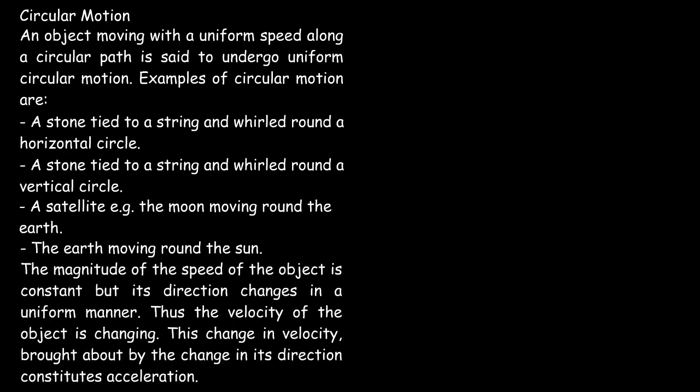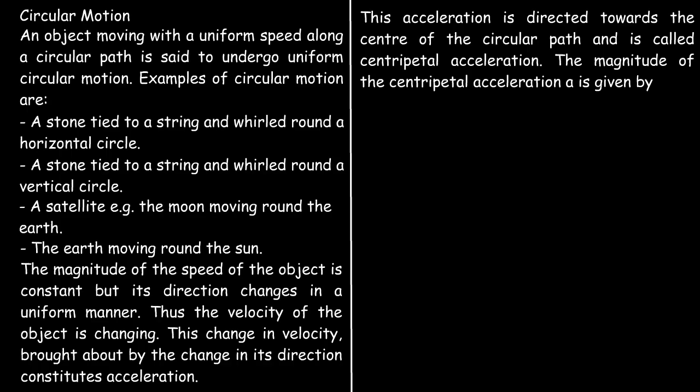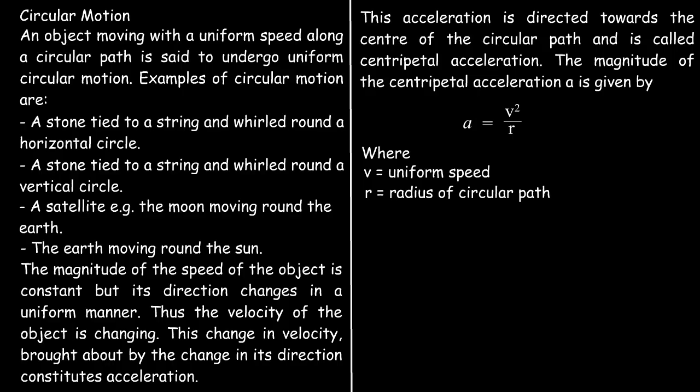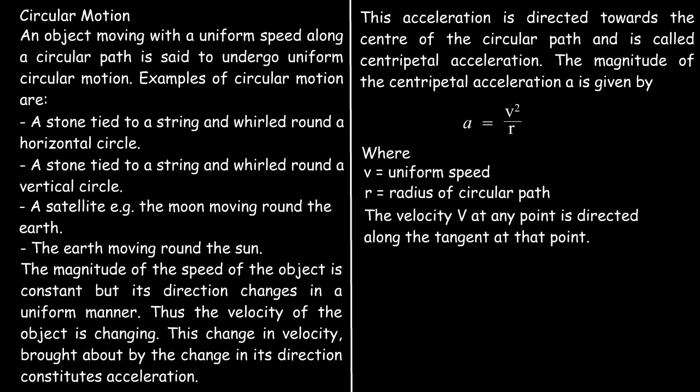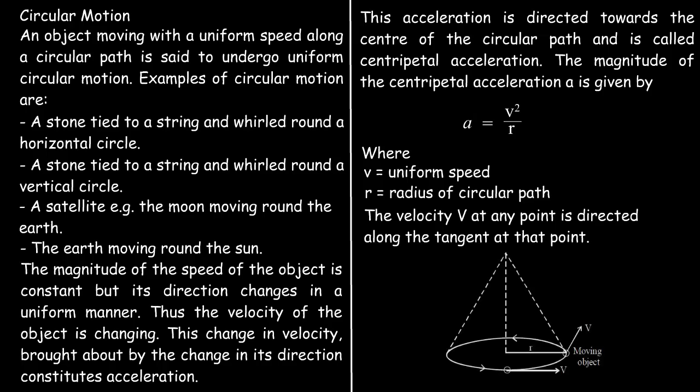Now, the magnitude of the speed of the object is constant, but its direction changes in a uniform manner. Thus, the velocity of the object is changing. This change in velocity brought about by the change in its direction constitutes acceleration. This acceleration is directed towards the center of the circular path and is called centripetal acceleration. The magnitude of the centripetal acceleration a is given by a equals v squared over r, where v is the uniform speed and r is the radius of the circular path. The velocity v at any point is directed along a tangent at that point, and we have a pictorial representation of this.